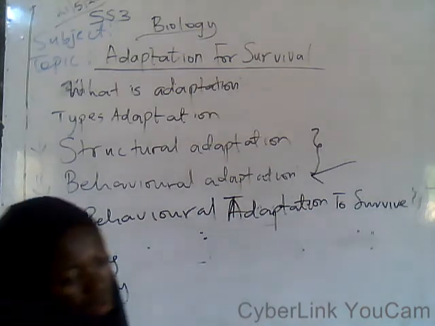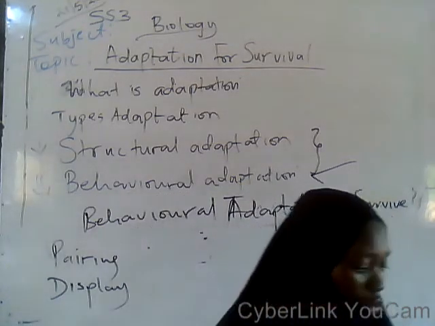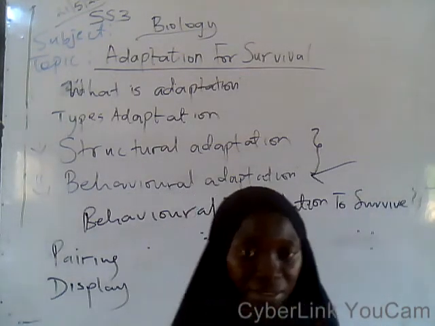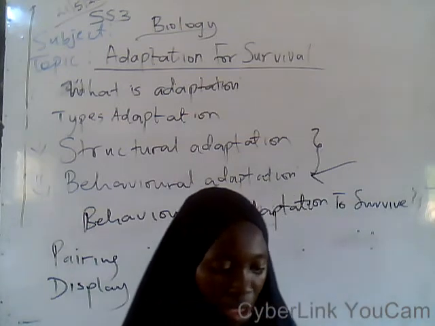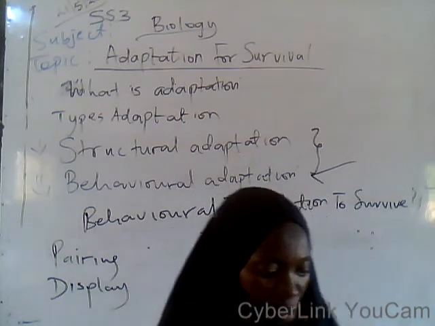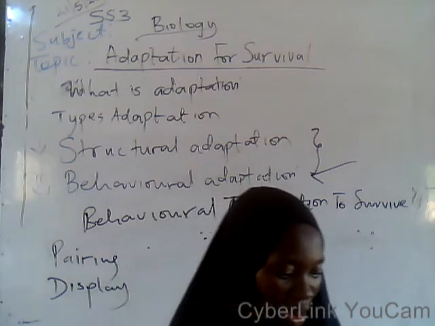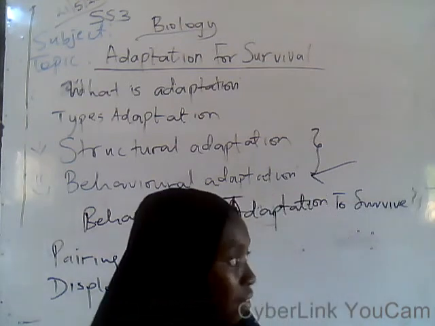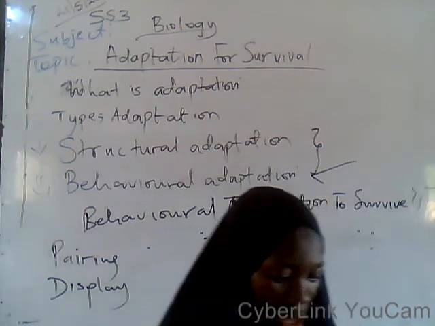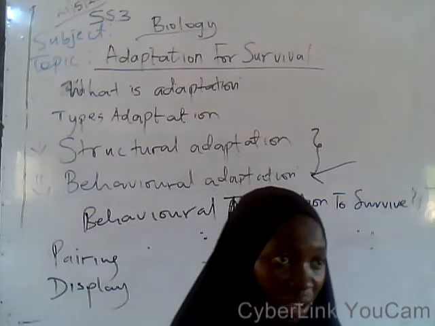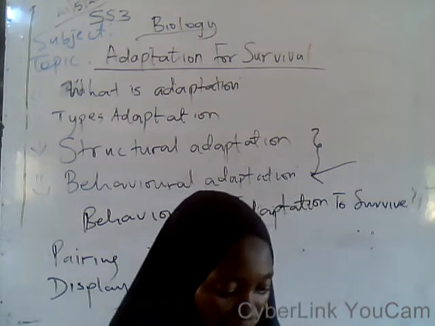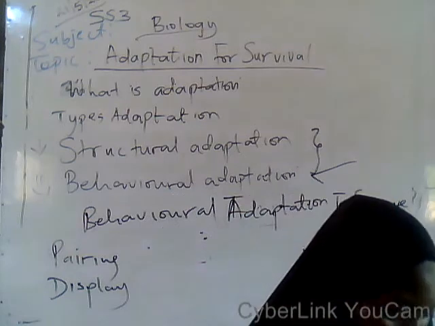Now, display is a situation whereby an animal that is interested in mating carries out attractive activities or attractive exhibition. What is this attractive exhibition? It is done in order to attract the female for mating. It is known as display.